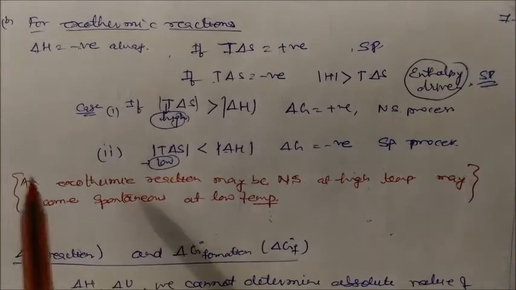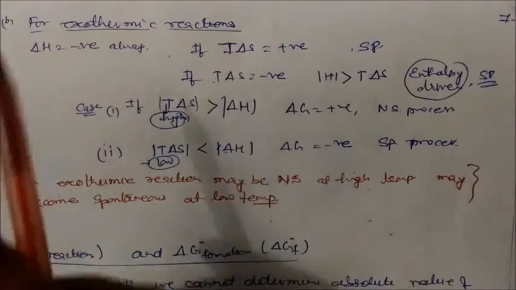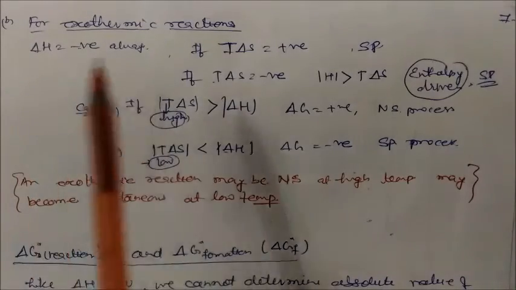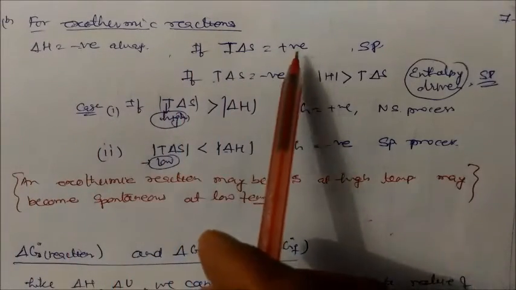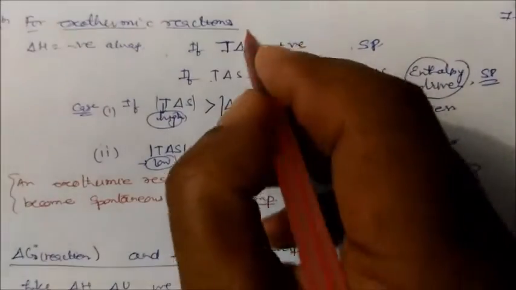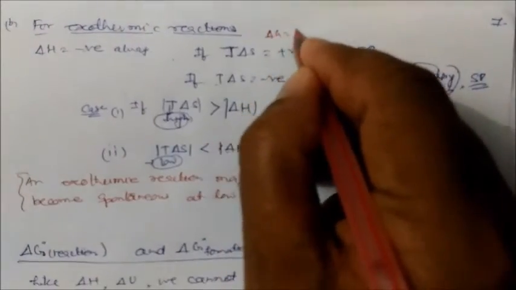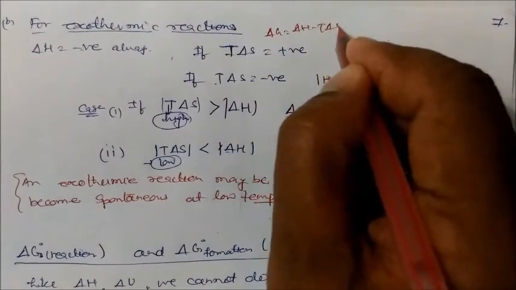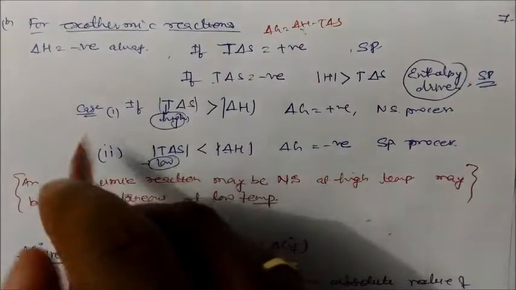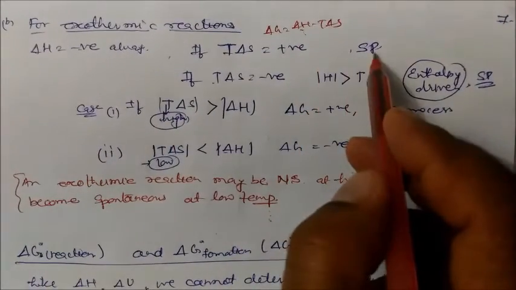Now second is for exothermic reactions. For exothermic, the delta H is negative. If T delta S is positive, the process will again be spontaneous. Let us write delta G is equal to delta H minus T delta S. So this is a negative value, and if this is positive, it will definitely be spontaneous.